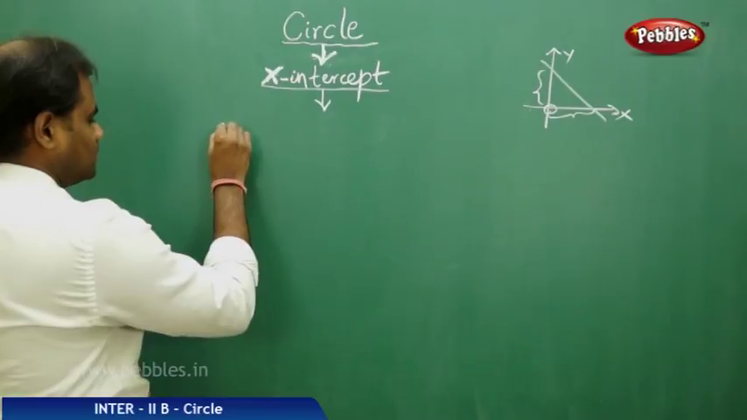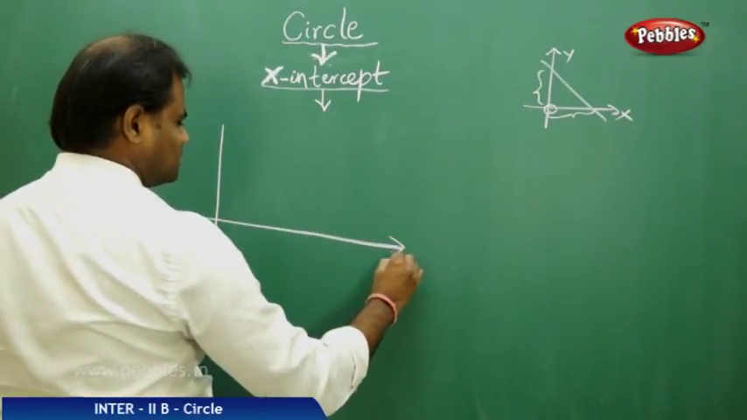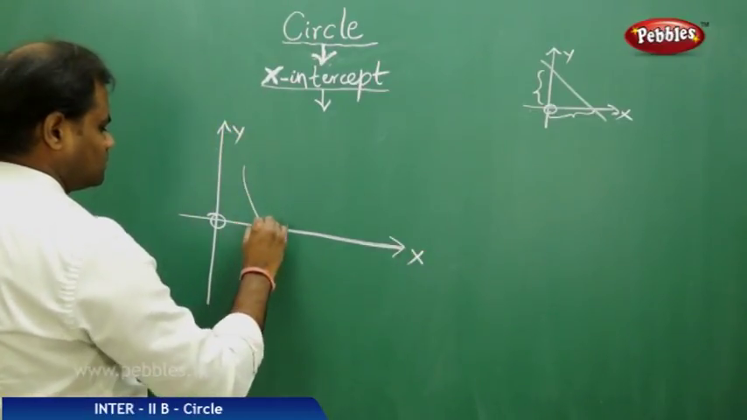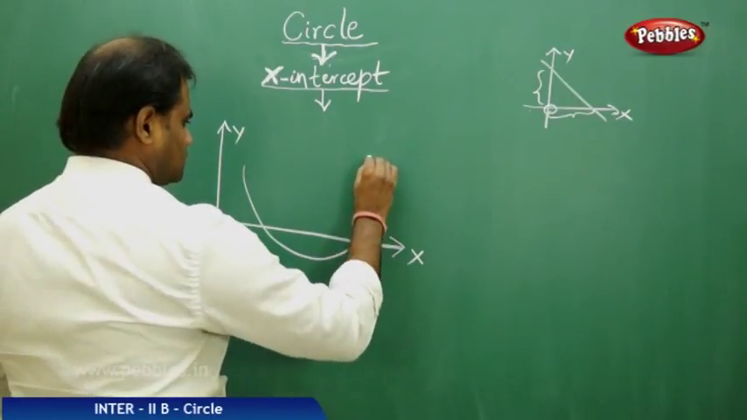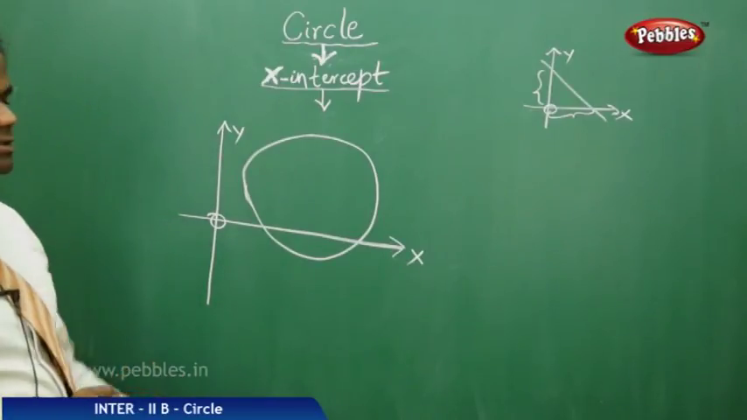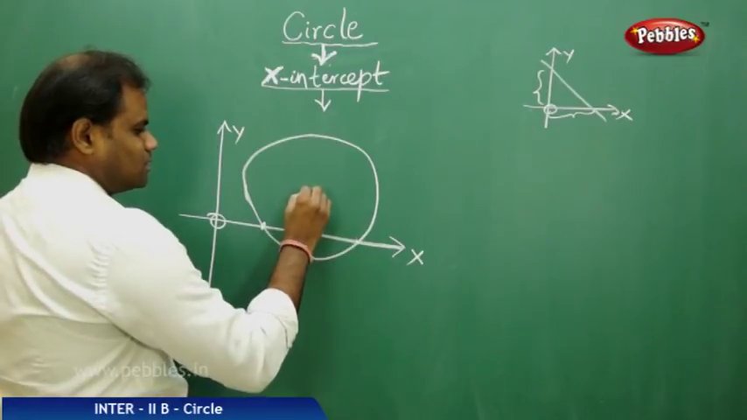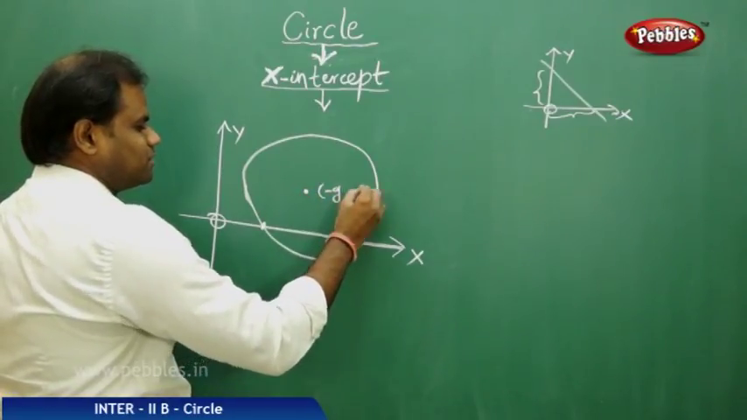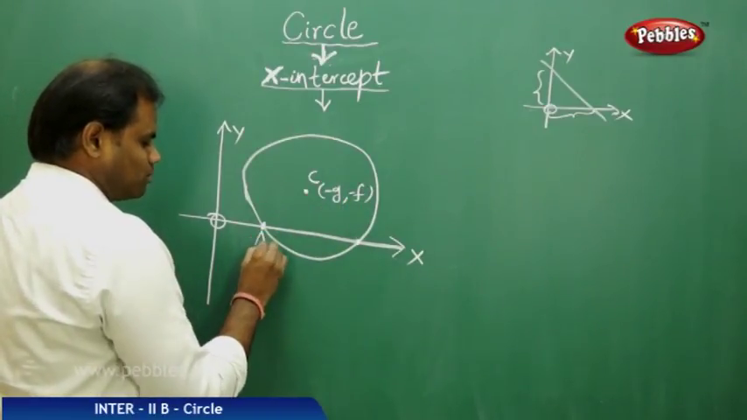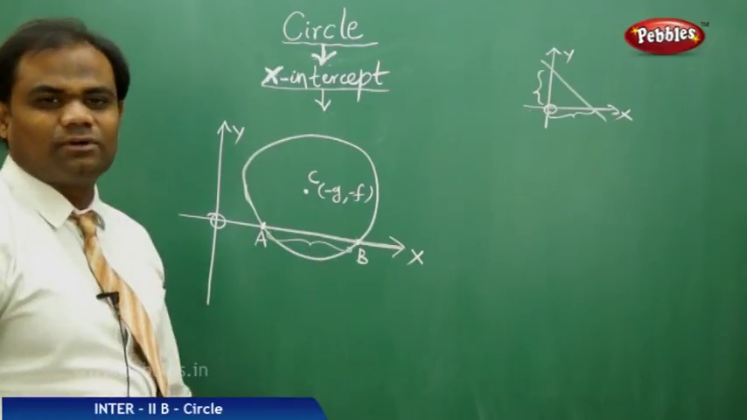So, for example, I have a circle, say this. Now here, this circle with center as minus g minus f is cutting the x-axis at 2 points A and B. Now this is called the x-intercept of this.